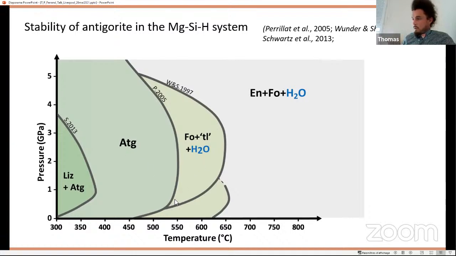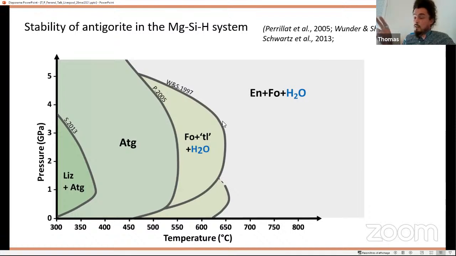you can see that the dehydration of Antigorite occurs at around 550 degrees in water unsaturated conditions to form olivine, a talc-like phase, this is a hydrated high pressure talc, plus a little bit of water that is released at that moment. And if the system is saturated in water, then the dehydration occurs at much higher temperatures, around 650 degrees C.